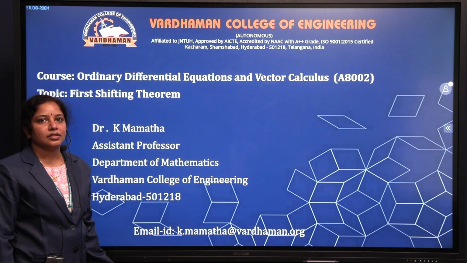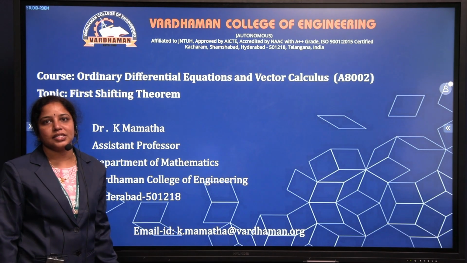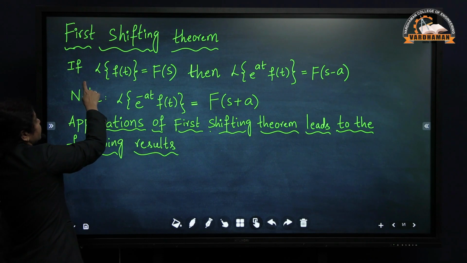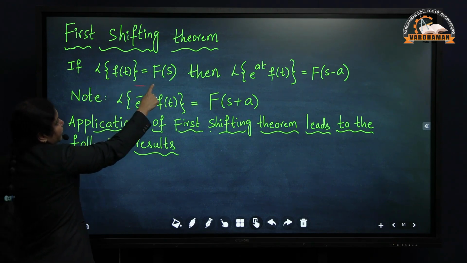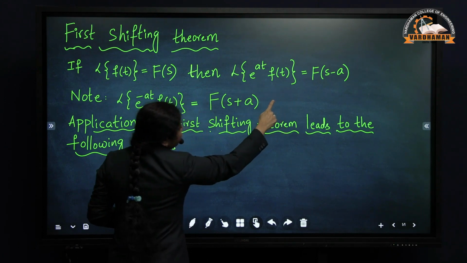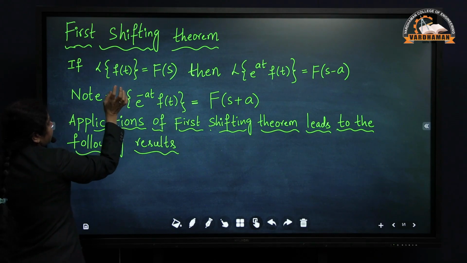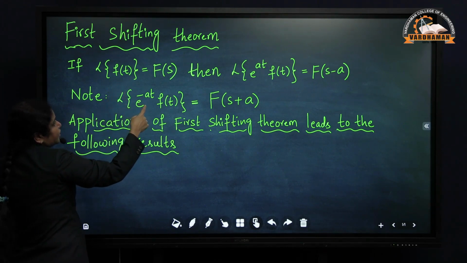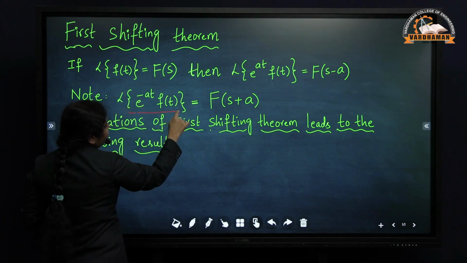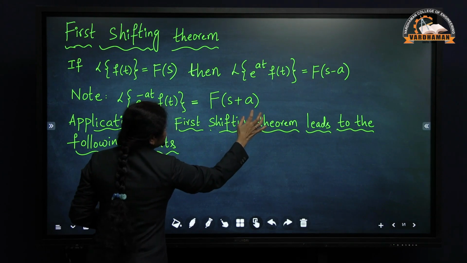In this lecture, we are going to discuss the first shifting theorem in Laplace transforms. The statement of the first shifting theorem is: if L of f of t equals F of s, then L of e power at f of t equals F of s minus a. In the same manner, we can write the Laplace transform of e power minus at f of t equals F of s plus a.